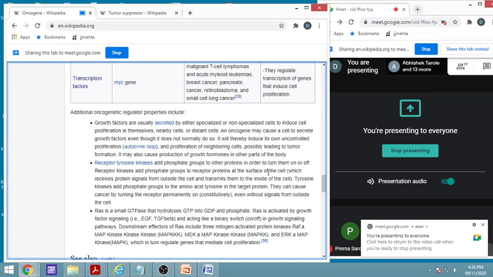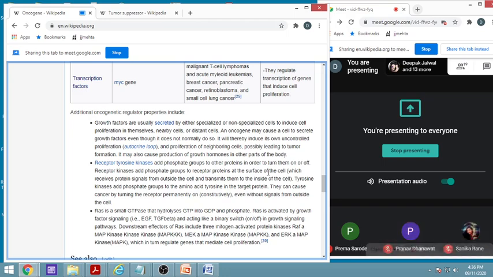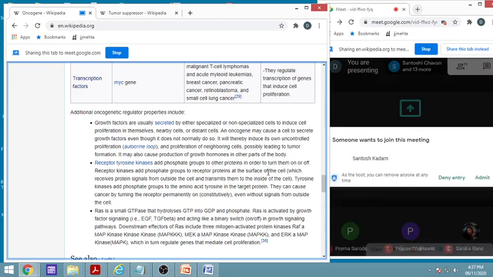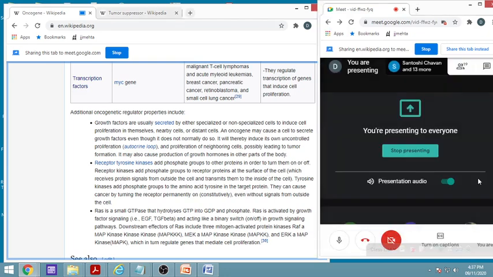Then the others are receptor tyrosine kinases. They will add phosphate groups to other proteins, and when phosphate groups are added to other proteins, we call them protein kinases. This means proteins are activated, and because of this activation, they can be turned on or turned off. Turning on means this protein will take part or be activated to play some important role, like an enzyme or any other such important job, and turning off means they will not be able to do the function. They add phosphate groups to the receptor protein at the surface, and this will receive the protein signals from outside the cell and transmit them to the inside of the cell. So there are many such tyrosine kinases working, and they are responsible.